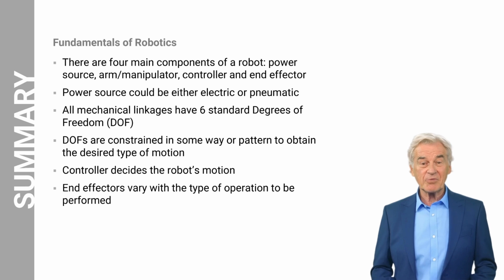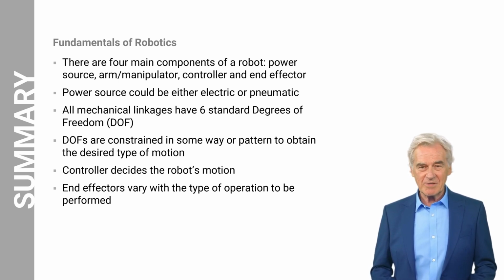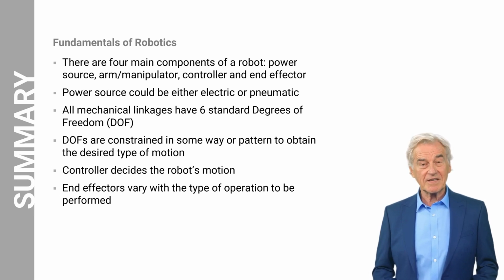In summary, robots are comprised of 4 essential components that work together as an integrated system. The power source, which can be either electric or pneumatic, provides the necessary energy for operation. The arm or manipulator contains mechanical linkages that follow the principle of 6 standard degrees of freedom, though these are typically constrained in specific patterns to achieve desired motion types.